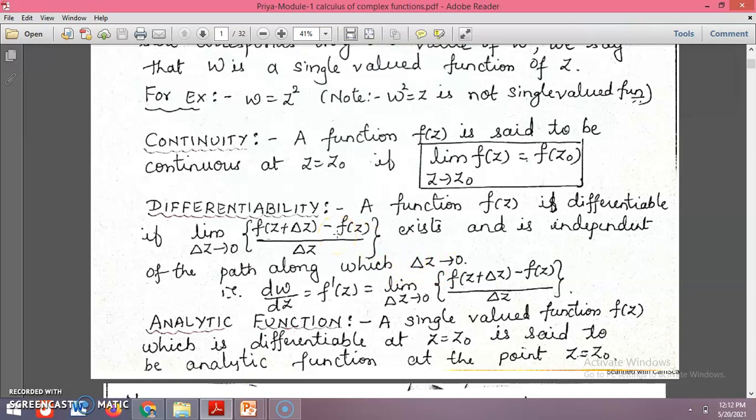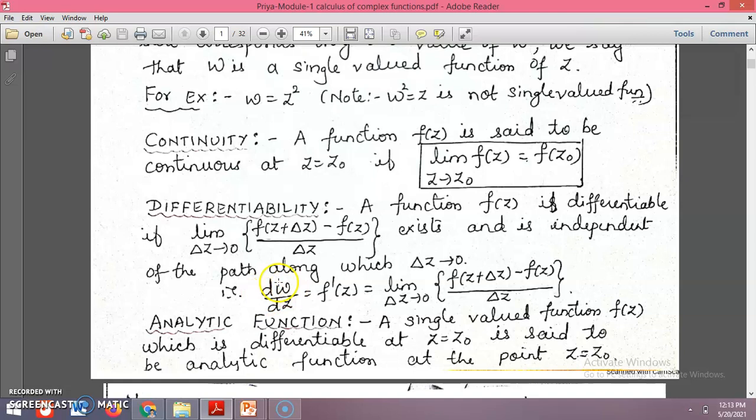Means what? If you want to say that a function is differentiable, the limit must exist and be independent of the path along which delta z approaches 0, either along the real axis or along the imaginary axis. That's why it is independent of the path along which delta z approaches 0. You can define it in another way.